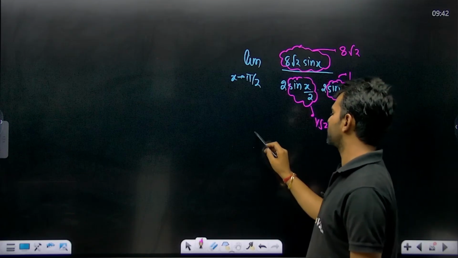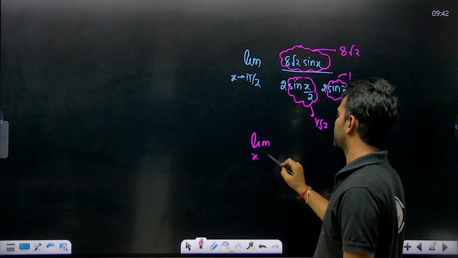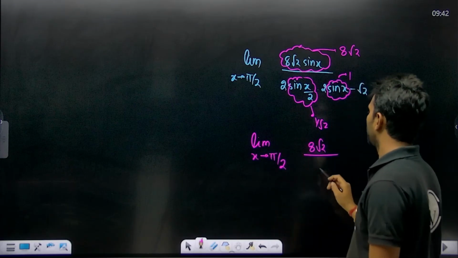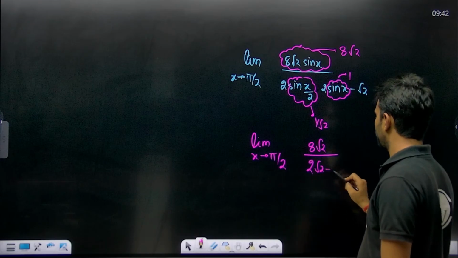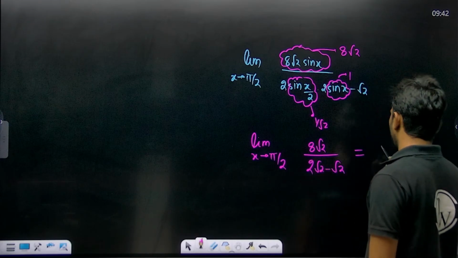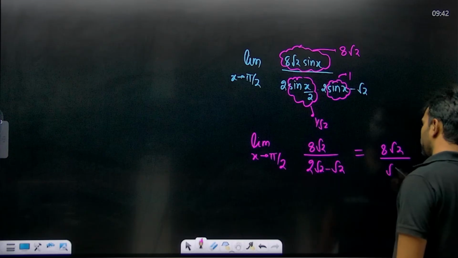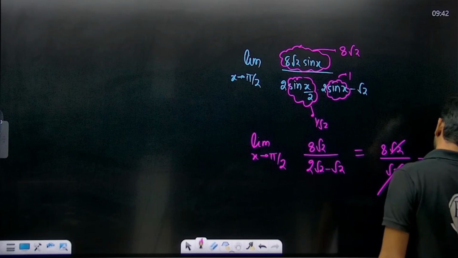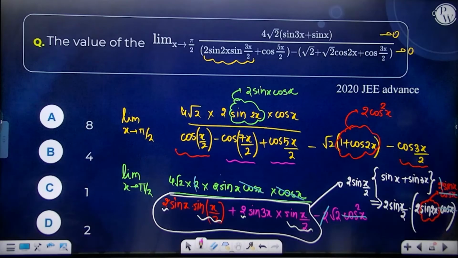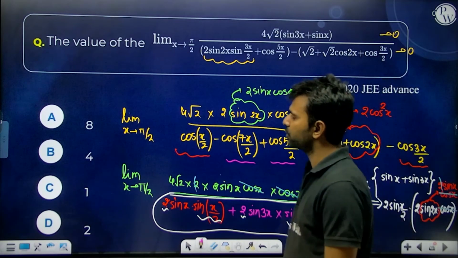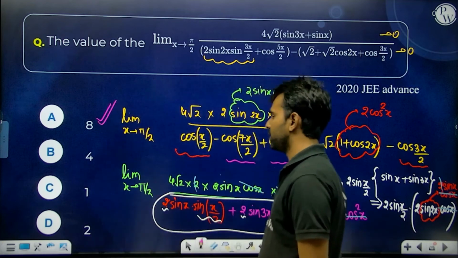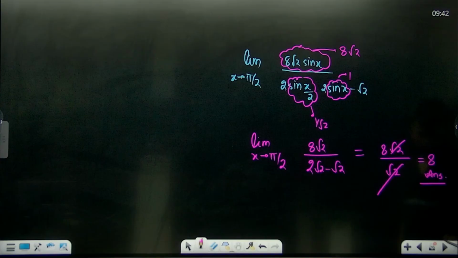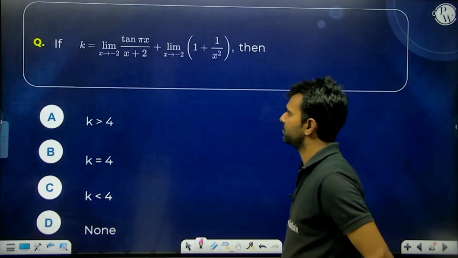So ultimately this expression can be rewritten as 8 root 2 divided by 2 root 2 minus root 2. So that is equal to 8 root 2 divided by root 2. Root 2 gone. So the answer is coming out to be 8. I hope you guys are clear with this particular question. So the answer is going to be option A. Yes, if anyone is having any difficulty in this, do watch this once again. You will be able to understand, kids.